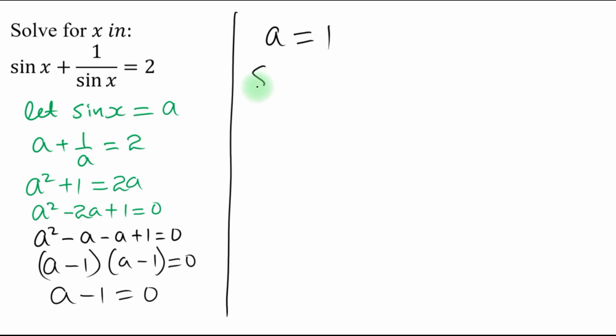But we said let sin x be a, and a in our case is 1. Therefore, for us to get x, we get the sine inverse of 1. If you use your calculator, you'll end up getting x to be 90 degrees. Sine inverse of 1, that is 90 degrees. So that is the value of x.